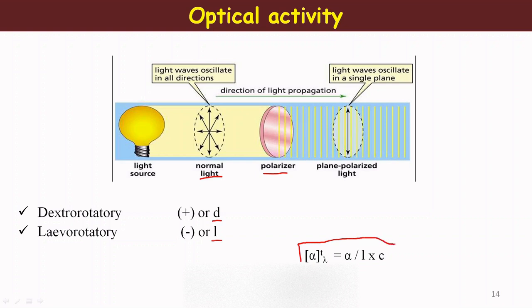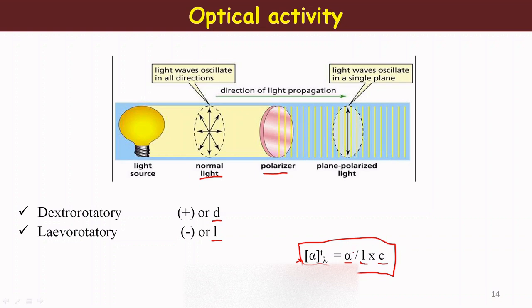Alpha is given by the following equation: specific rotation at a particular wavelength and temperature is equal to alpha, that is the observed optical rotation, divided by l times c, where l is the length of the sample tube in decimeters and c is the concentration in grams per ml. Specific rotation is a constant at a particular temperature and wavelength. Hence, when the concentration increases, the observed optical rotation also increases. Using this equation, optical rotation can be calculated for any solution.